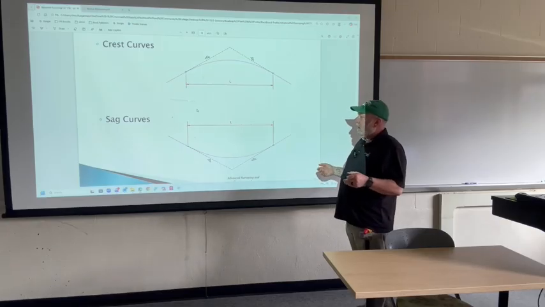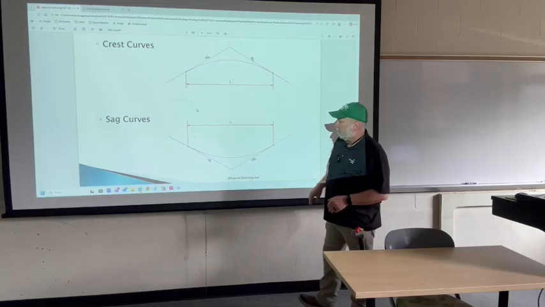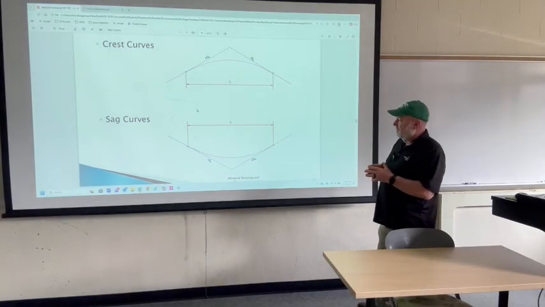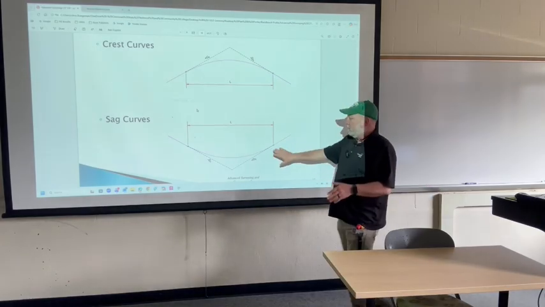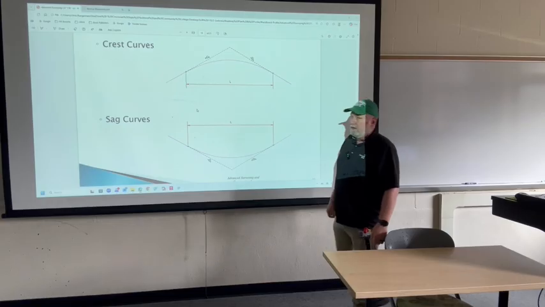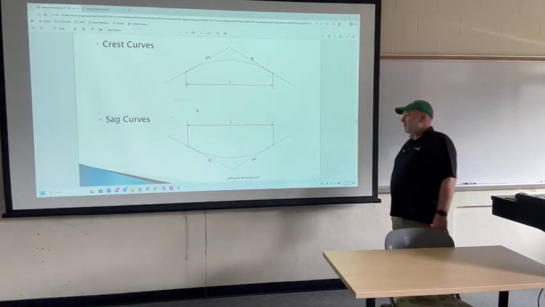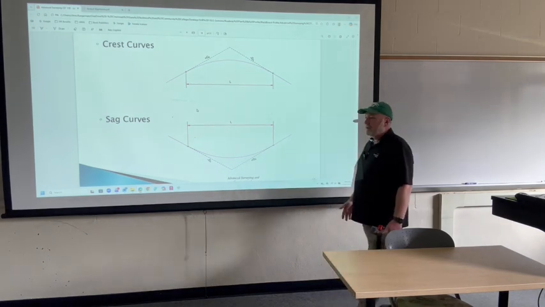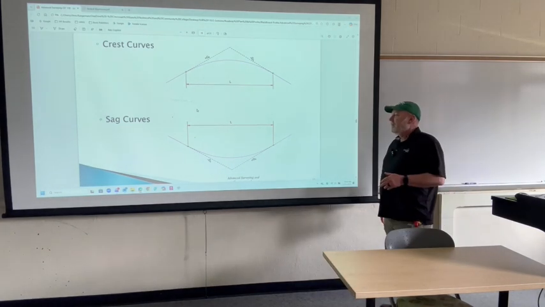Same thing with a sag curve. So we have from left to right, our first gradient in is considered negative. Our other gradient coming out is positive. This particular example here will have a low point in it somewhere. That low point is critical because there should be a catch basin there if you're talking about a roadway, where you're going to have the sag curves.